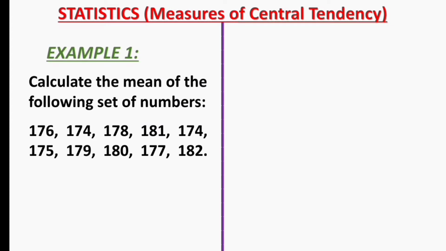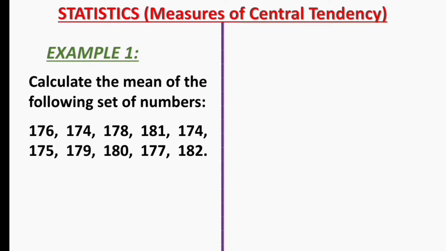Moving on, let's see some examples on statistics talking about measures of central tendency. Example 1. Calculate the mean of the following set of numbers. The numbers here are 176, 174, 178, 181, 174, 175, 179, 180, 177, and 182.